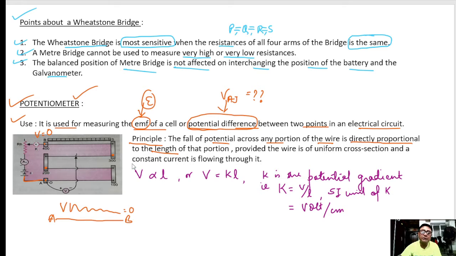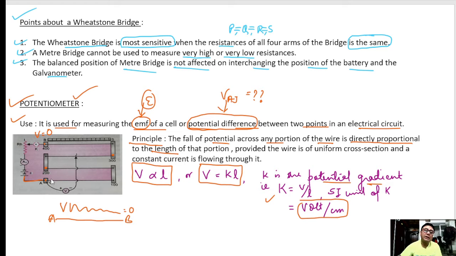of the wire. So the potential fall will be proportional to the length chosen across the wire, or V equal to KL. K is called the potential gradient. So K equal to V by L, and the SI unit of this will be volt per centimeter. So this is the principle of the potentiometer.